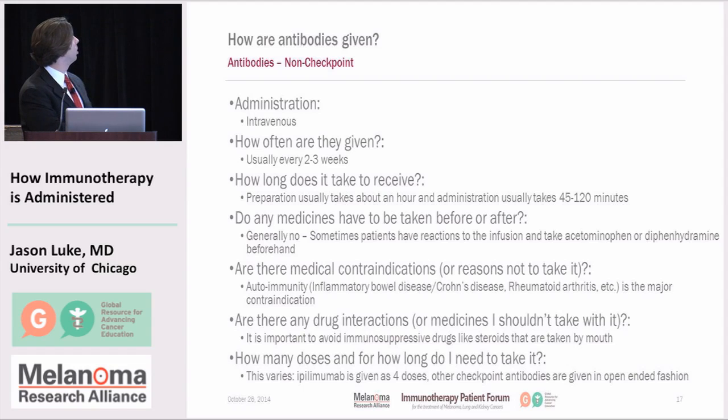And are there any drug interactions with these medicines that you have to worry about? Well, with these drugs, we need to be very careful about immunosuppression. So these drugs have to activate immune cells. If there are immune dampening drugs on board, then we presume they're not really going to work. And how many doses and for how long do you need to take it? Well, this varies. Ipilimumab is given as 4 doses, but some of the other drugs are given as an open-ended treatment. And so this varies somewhat by each drug.